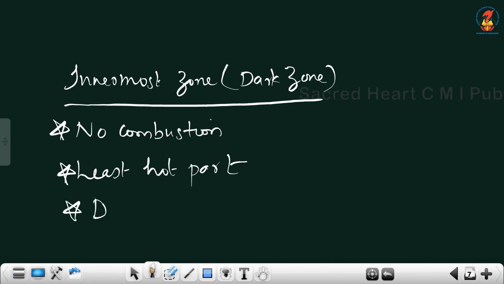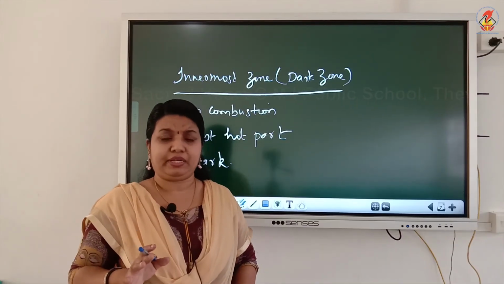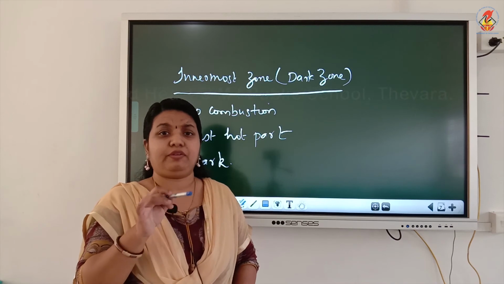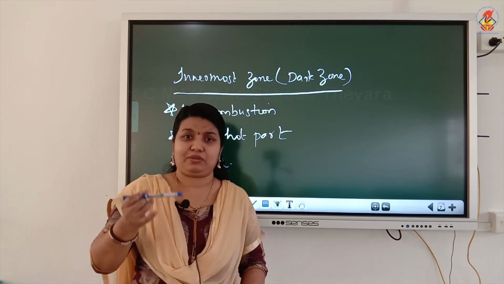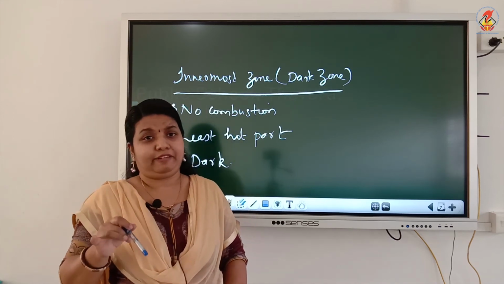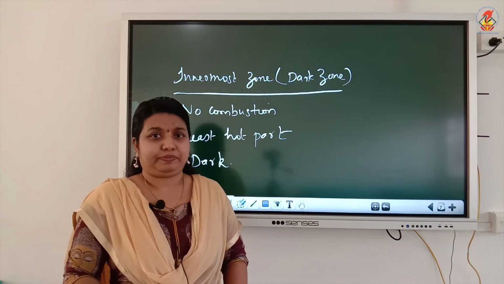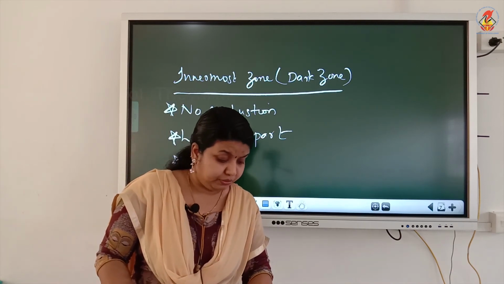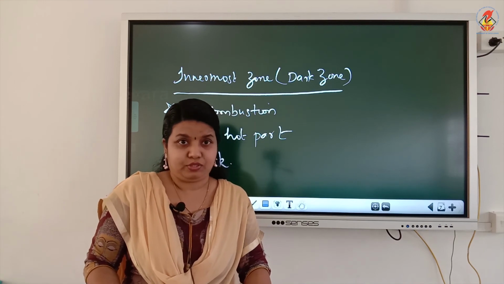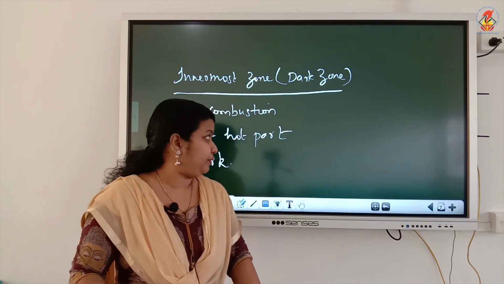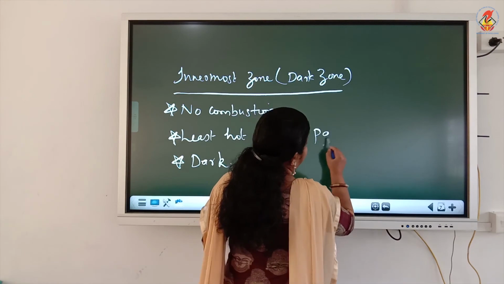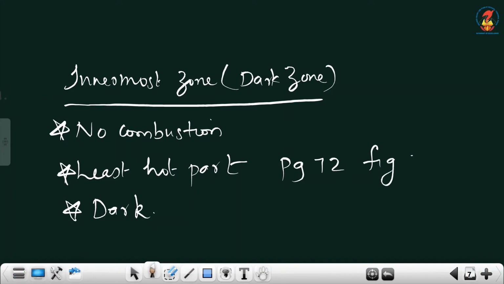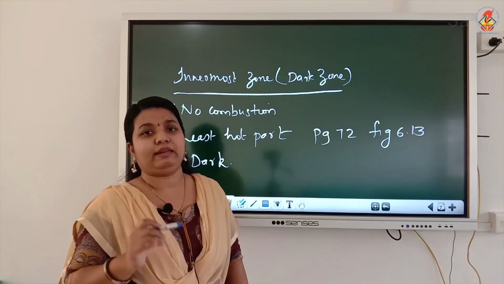Then the flame appears dark. So only three characteristics are there. It is a zone of no combustion. In degree of hotness, it is the least hot part. Actually, it is the coolest part of the candle flame, and the flame appears dark. In page number 72, figure 6.13, zones of a candle flame, that diagram you have to learn. Page 72, figure 6.13 is important. You have to learn that diagram.